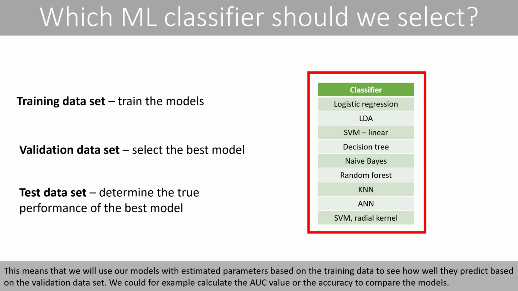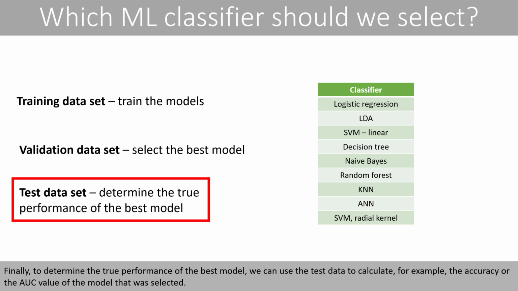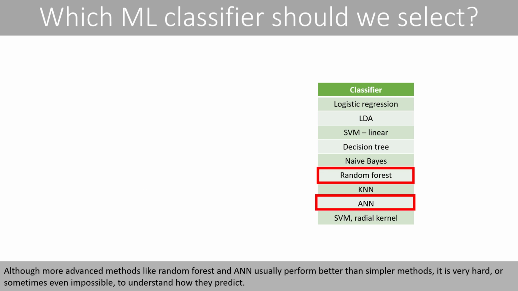We could, for example, calculate the AUC value or the accuracy to compare the models. Finally, to determine the true performance of the best model, we can use the test data to calculate, for example, the accuracy or the AUC value of the model that was selected.